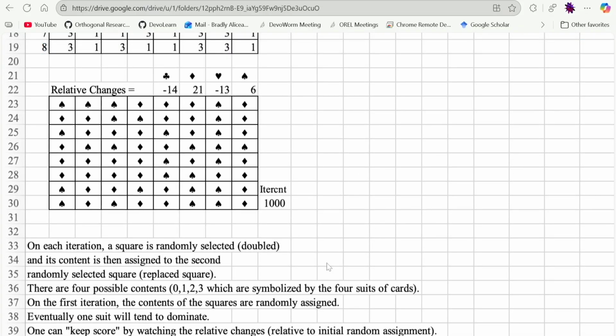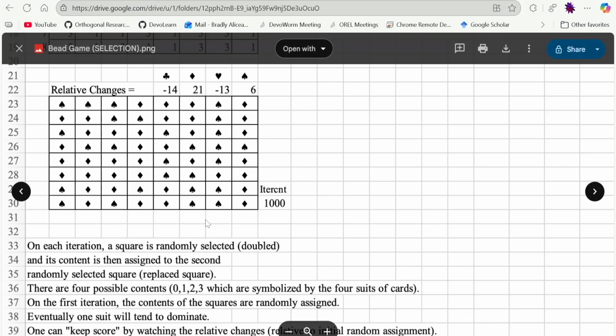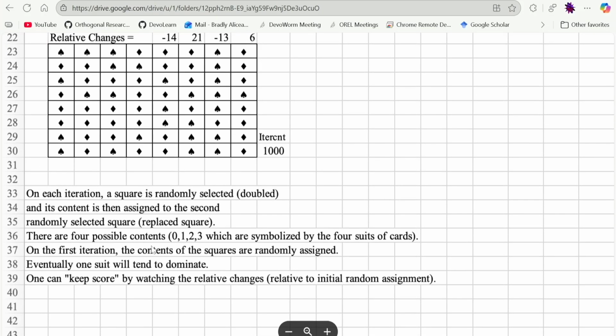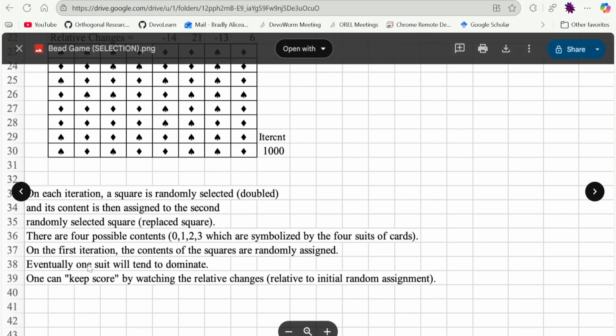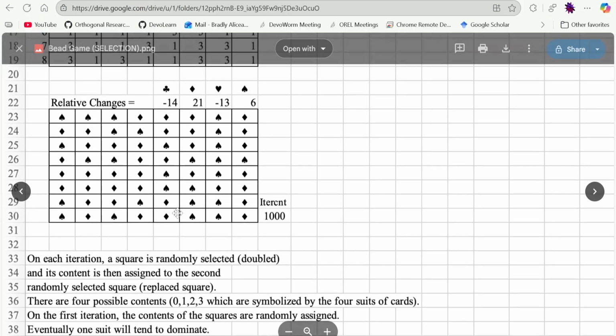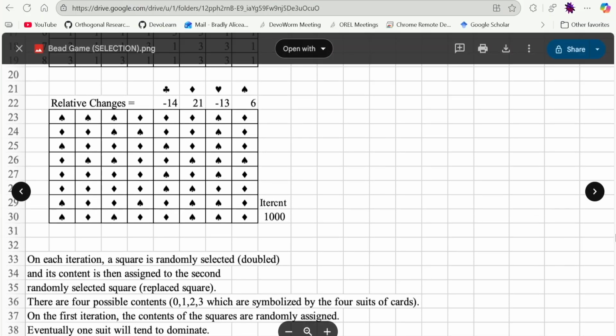So you can get a sense of what the contents are by that. So you have this ensemble with different distributions of these symbols. On the first iteration, the contents of the squares are randomly assigned. Eventually, one suit will tend to dominate. So the idea here is that we again randomly distribute these symbols. We can use an urn model to draw out a number of these symbols evenly distributed. We can place them on the board, but over time, as this game progresses, you end up with one symbol that predominates the board.